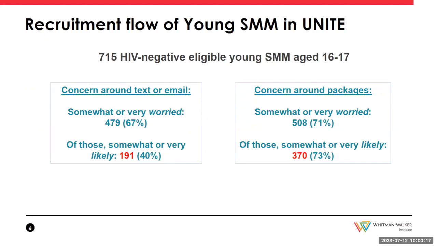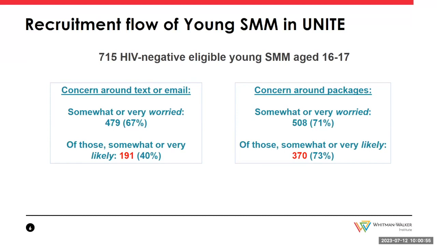All right, so this is the main data. We screened 715 HIV-negative young sexual minority men who were eligible for the study and aged 16 to 17. On the left are the questions around concern around texts or emails, and on the right are the questions around concern around packages. The question would be something like, how concerned are you that a parent or someone else you live with might read your text messages or emails? And how concerned are you that a parent or someone else that you live with might open a package addressed to you that was received where you live?